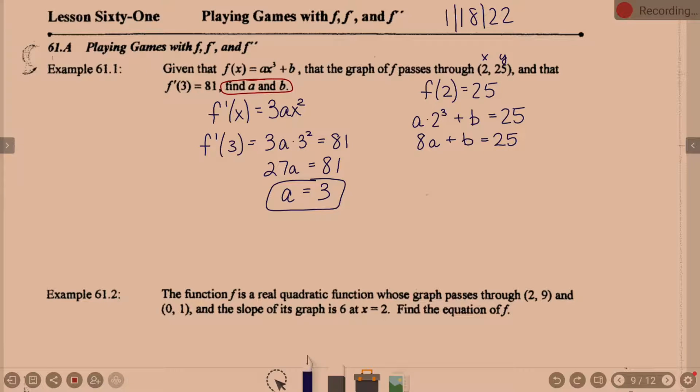If a is 3, we can take that a and plug it into our other equation that we had, right? So 8 times 3 plus b is 25. 8 times 3 is 24. 24 plus b is 25, and so b is 1.